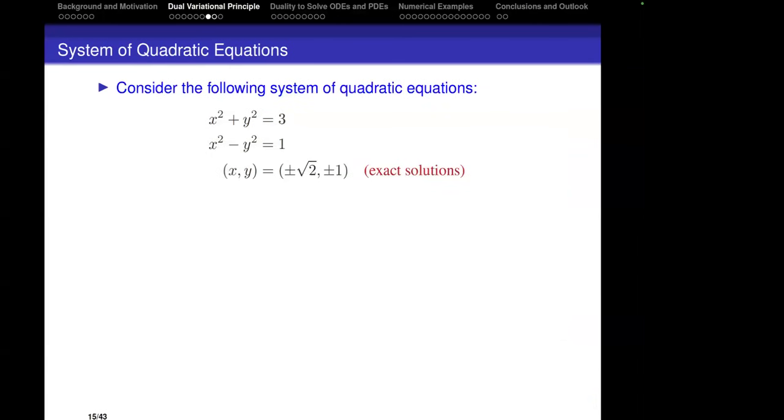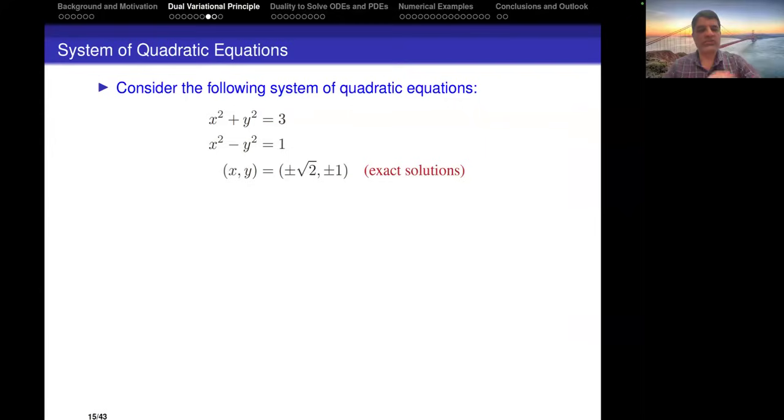Okay, so let's take one more example, which is a system of quadratic equations. Here I picked a problem which has more than one solution, just to give you a flavor of how to go about it, or how to think about this dual approach. So let's take x squared plus y squared equal to 3 and x squared minus y squared equal to 1. The solutions are these four solutions you have in the four quadrants.